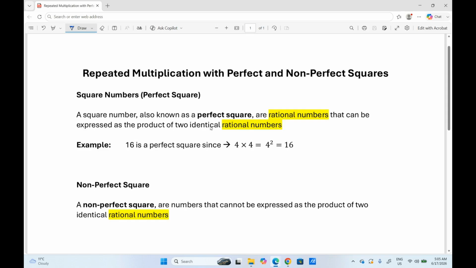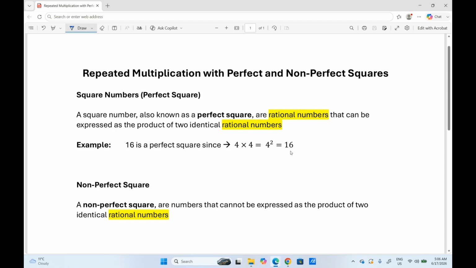However, now I have a new definition for a perfect square. A perfect square now can be a rational number that can be expressed as the product of two identical rational numbers. So product still means multiply. What that means is if I took 4, which is an integer, but it's also a rational number, and I multiply it by itself, I get 16, which is an integer but also a rational number, and that will be my perfect square.